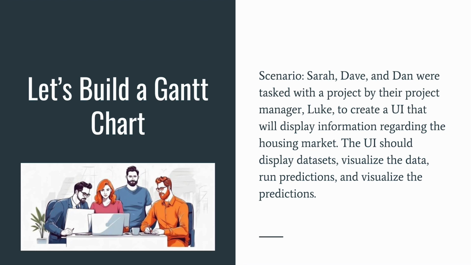Let's go ahead and build a Gantt chart all together. Sarah, Dave, and Dan work on a software engineering team together, and Luke is their project manager. The four of them work at a large real estate company. Luke tasks them to create a user interface that will display information regarding the housing market. The user interface should display the datasets used, visualize such data, display predictions for the future, and then visualize all the predictions. Let's hope that they predict that the housing market won't skyrocket again.